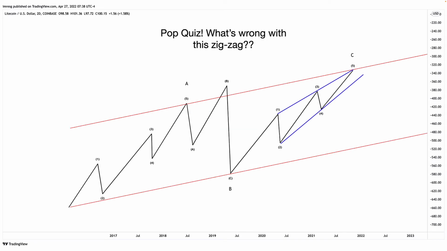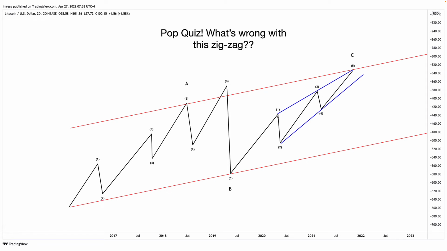Okay, so pop quiz. What's wrong with the zigzag? We have a 1, 2, 3, 4, 5 impulse wave for wave A. We have a big B wave for wave B, and then we have a steep wave C. And then wave C takes the shape of an ending diagonal, a rising wedge this time. Right? So in the last example, wave A was a leading diagonal, or otherwise known as a falling wedge. And in this case, wave C is a rising wedge or an ending diagonal.